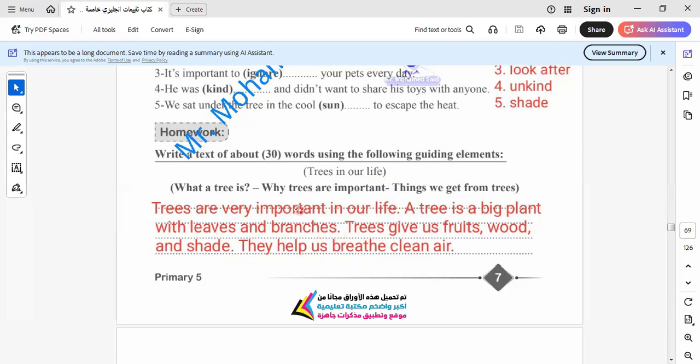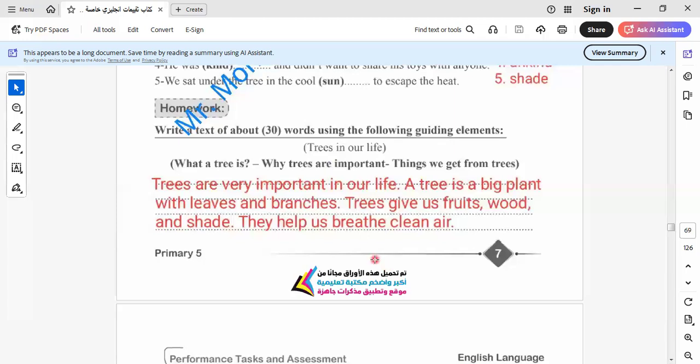I think all of us took in science the photosynthesis process, and we know how the photosynthesis process absorbs carbon dioxide and gives us oxygen. I think all of us know this process, and I think your science teachers in grade 4 explained this, and I think you learned it and know it very well. Okay, let's go to this paragraph to know more about this topic. Trees in our life. So here I talk about what a tree is, why trees are important, and things we get from the tree. Okay, what can we get from the tree?